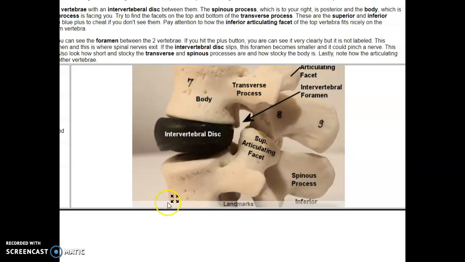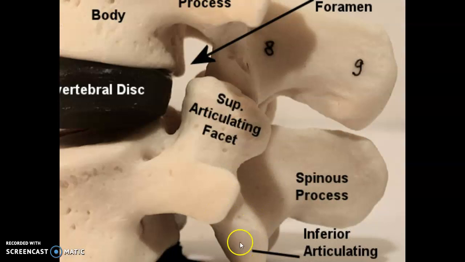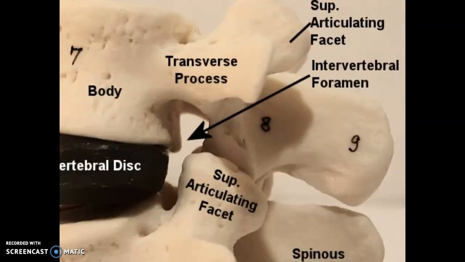So this is the inferior articulating facet right there. So either the sacrum or another lumbar vertebrae is going to be articulating with this one. This is the superior articulating facet, so it's articulating with the inferior one here. This is the superior articulating facet. It'll be articulating with another lumbar vertebrae. Let's try that again. Here's the superior articulating facet right here. It is going to be articulating with either another lumbar or a thoracic.